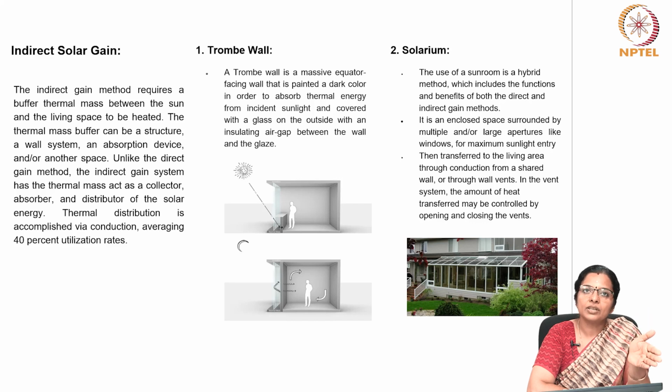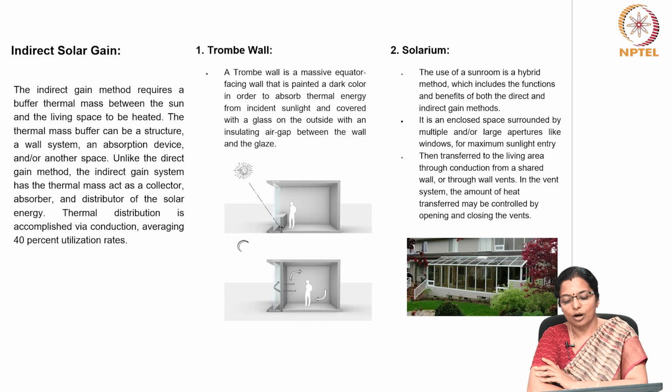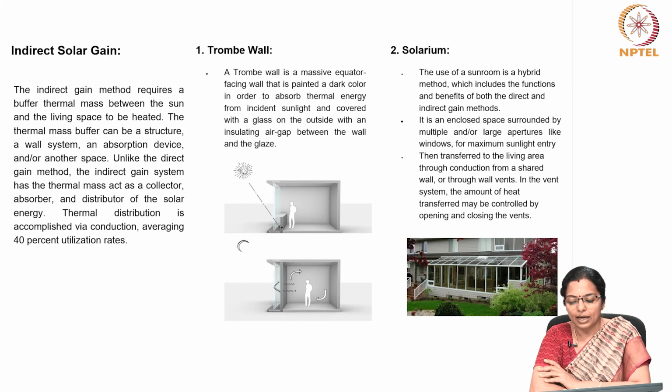Amongst this, first is the Trombe wall. Now, a Trombe wall is a massive equator-facing wall that is painted in a dark color in order to absorb thermal energy from incident sunlight and covered with glass on the outside with an insulating air gap between the wall and the glaze. The second one is the solarium.